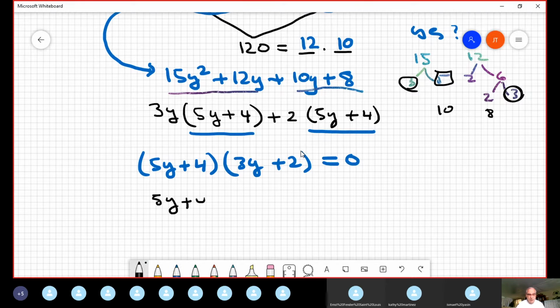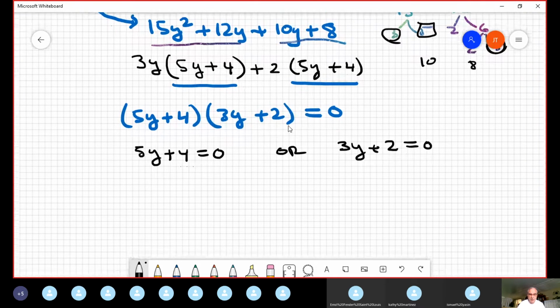5y plus 4 equal to 0, or 3y plus 2 equal to 0. You solve the two linear equations, and the solution for a linear equation is easy. I move 4 to the right-hand side, divided by 5 on both sides. The first solution is y equal -4/5.